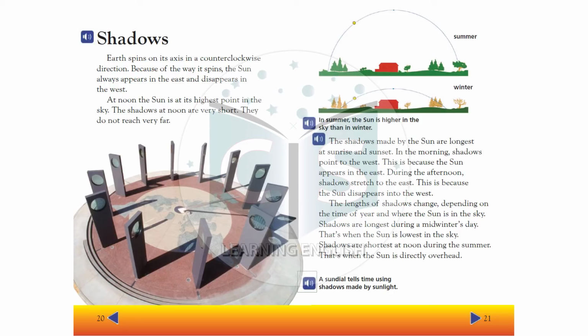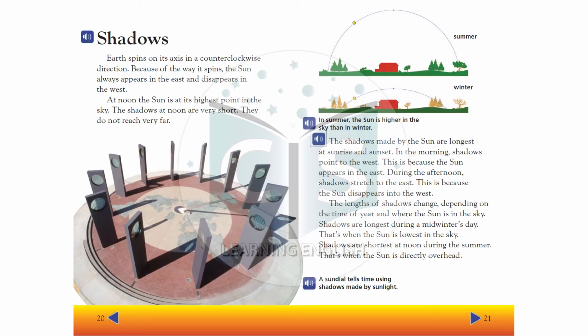A sundial tells time using shadows made by sunlight. In summer, the sun is higher in the sky than in winter. The shadows made by the sun are longest at sunrise and sunset. In the morning, shadows point to the west. This is because the sun appears in the east. During the afternoon, shadows stretch to the east. This is because the sun disappears into the west.